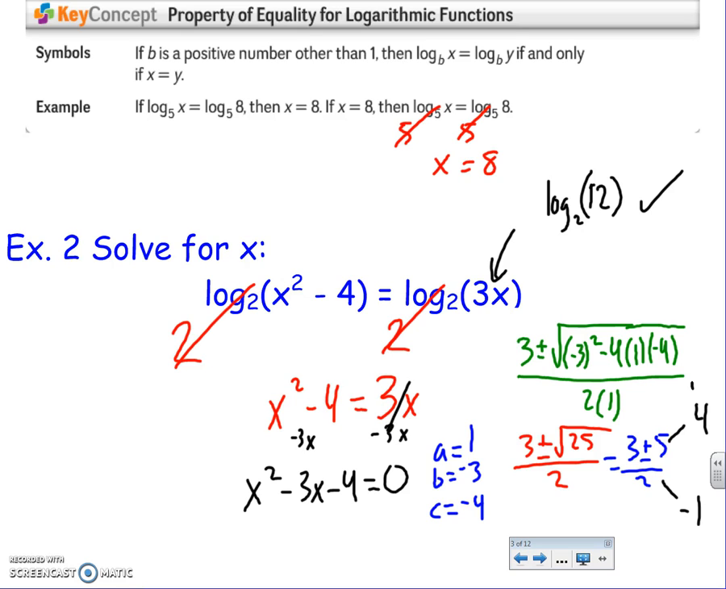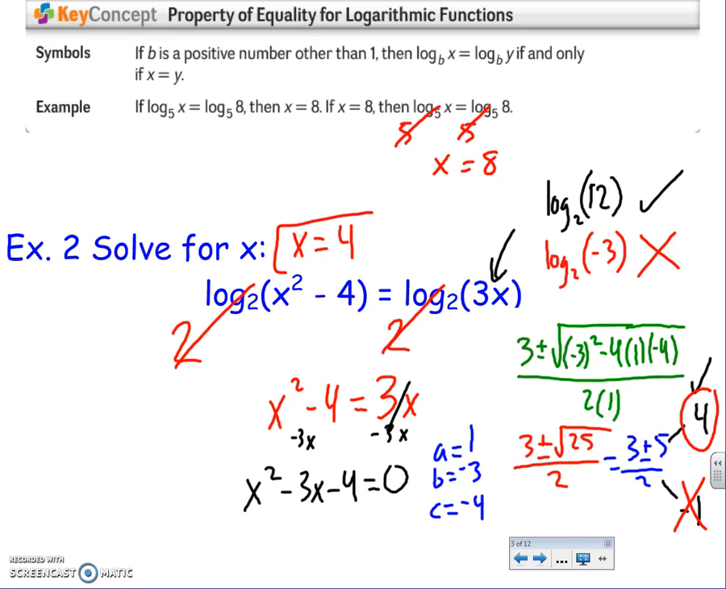So that's good. But when I try negative 1 on the right side, it becomes log base 2 of, well, 3 times the negative was negative 3. Remember, you cannot log a negative number, meaning this answer will fail. Our answer is just 4. X equals 4. So be careful of taking log of a negative number or 0, because you cannot do that.